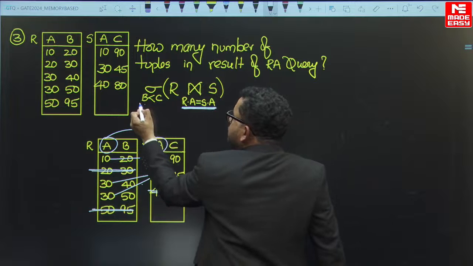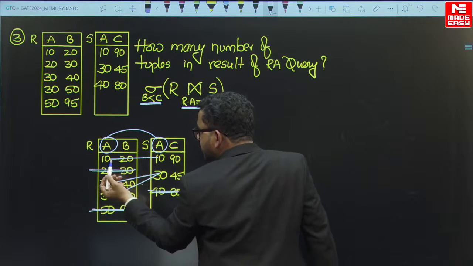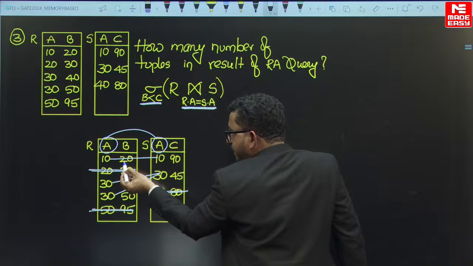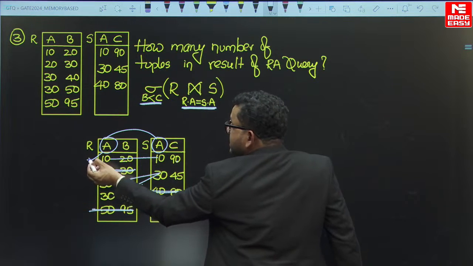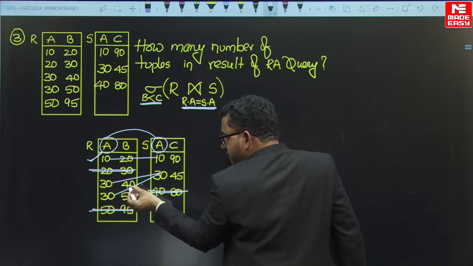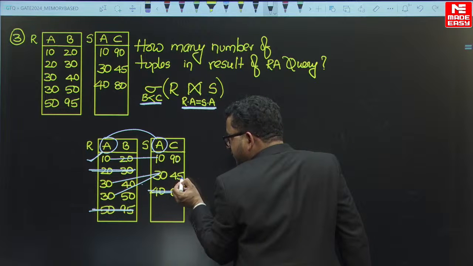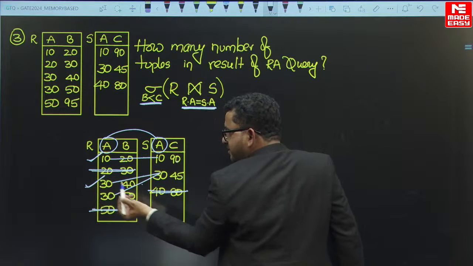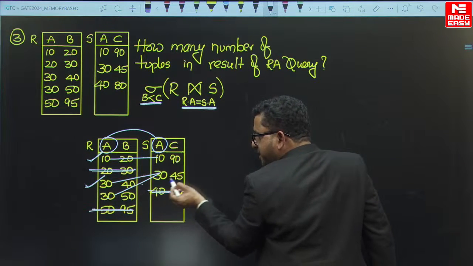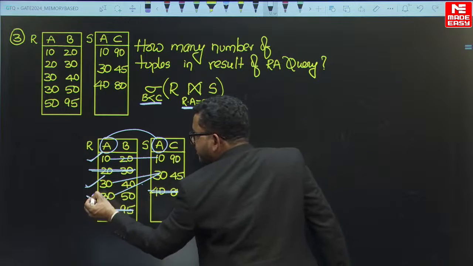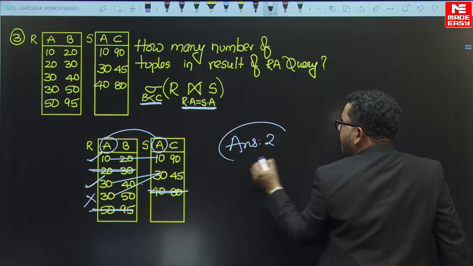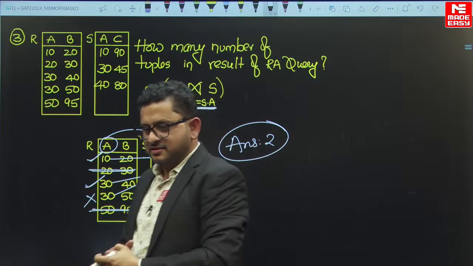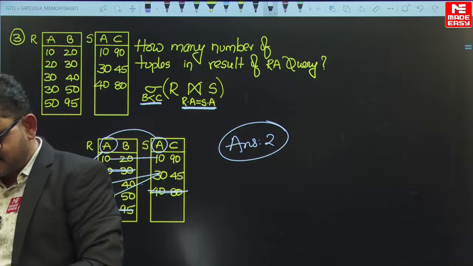From those three records, which satisfy B less than C? See the first pair: B is 20, C is 90, so B less than C is satisfied. For this pair, B is 40 and C is 45, so B less than C is satisfied. For this pair, B is 50 and C is 45, which fails. So two records are satisfied. Yeah, everyone gave the correct answer.